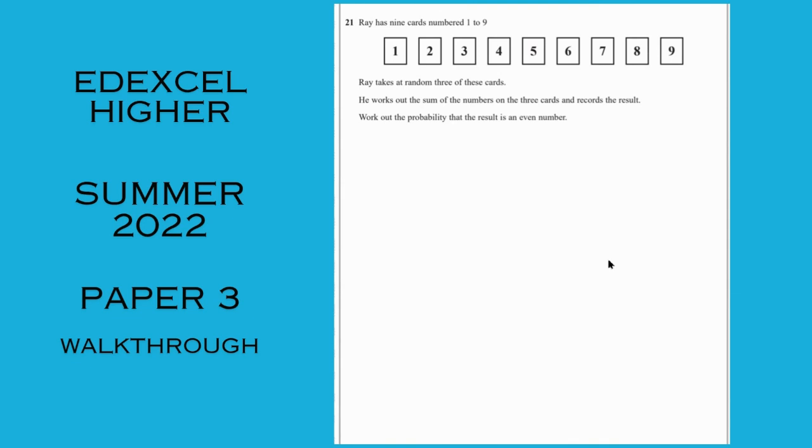Number 21 for Ray. Ray's picking cards. He's adding them together. The only way that you can get an even result is if Ray picks 3 evens, or he gets an even and 2 odds. But these could be in any order. It could be odd, even, odd, or it could be odd, odd, even.